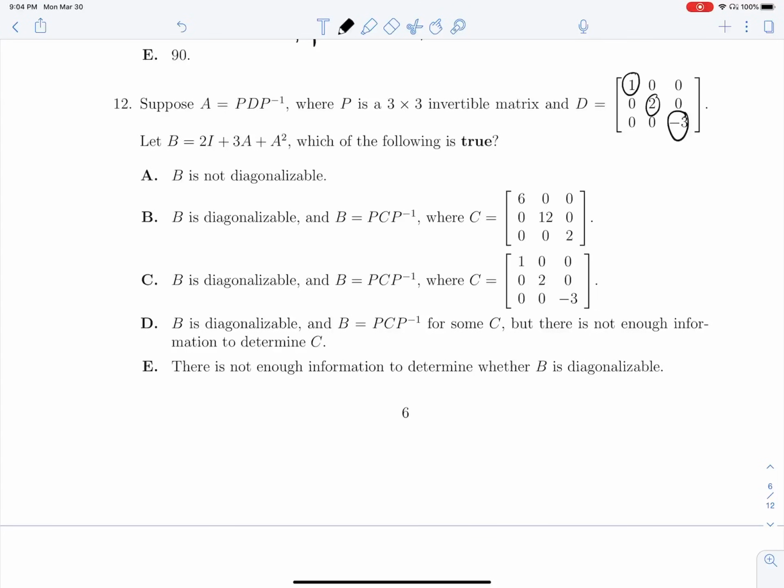We know that if lambda is an eigenvalue of A, then lambda squared is an eigenvalue of A squared. That's the first hint that's going to help us out a lot here. Also, if lambda is an eigenvalue of A, then C times lambda is an eigenvalue of CA.